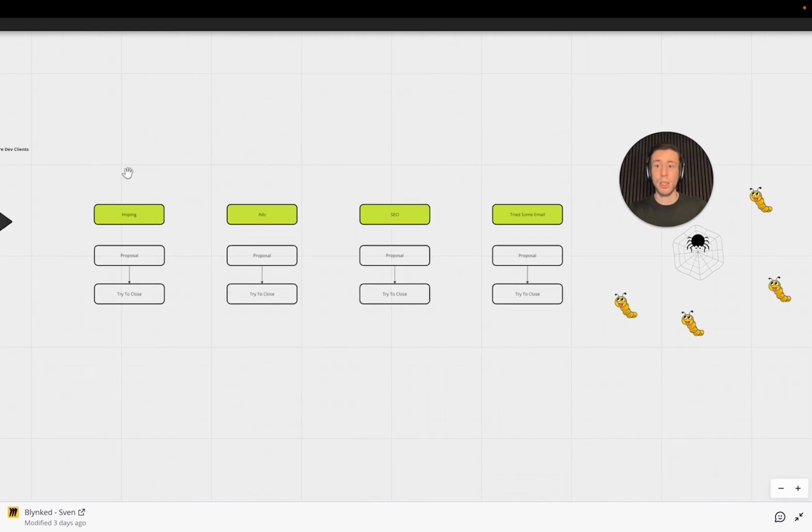Same for ads, same for the hoping approach, same for tried some email, because who is going to invest multiple $100,000 into building out a big product or building out a completely new business operation system based on visiting your website once or seeing your ad once, or by receiving one email from you where you pitch them, hey, we do X, Y, and Z, we do software development, can we help you? No one. This is not going to work.